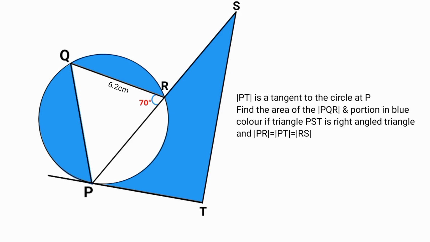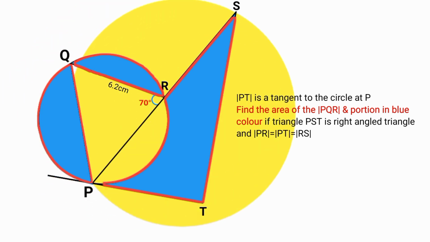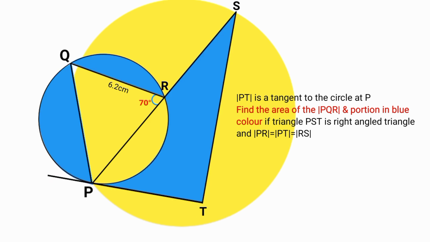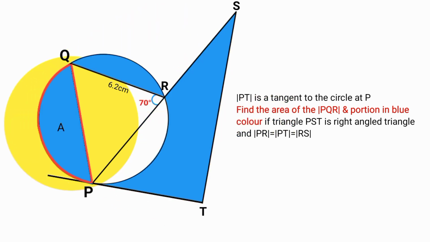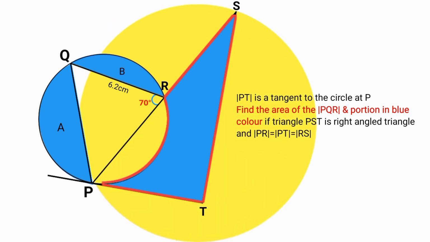Hello, good day viewers. In today's question, we are asked to find the surface area of triangle PQR and the total surface area of the blue colored portion, which is this and this segment here and this portion here of this triangle. So let's label this A, this P, and this part of triangle PST here C.